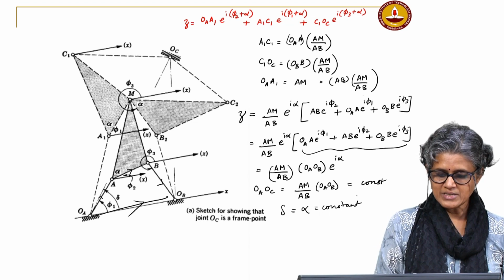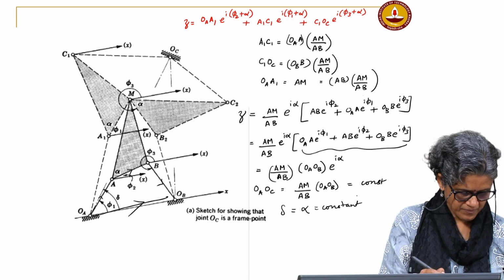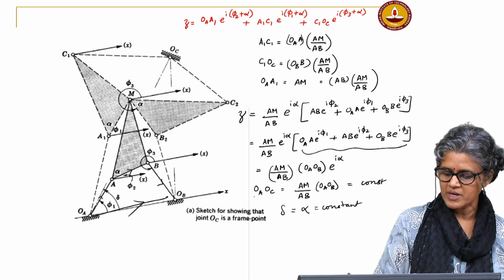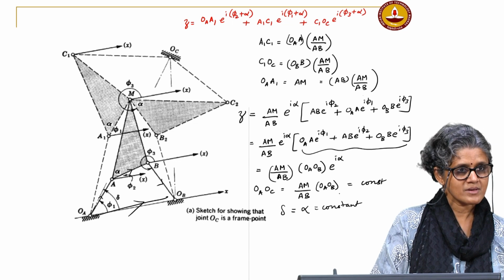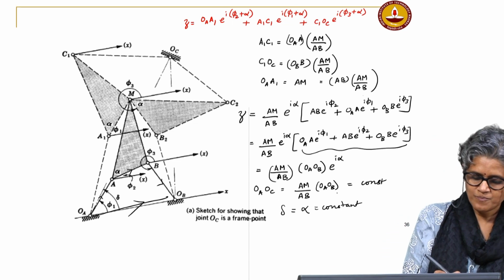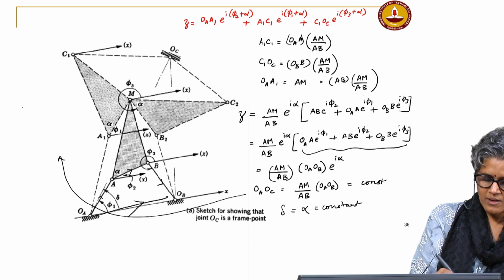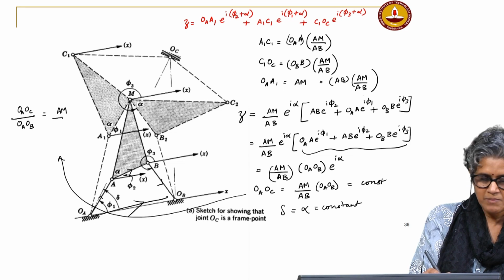So, this tells you now that, okay, one more thing. If you look here, it says OAOC equal to AM by AB into OAOB. So, from here OAOC by OAOB equal to AM by AB.